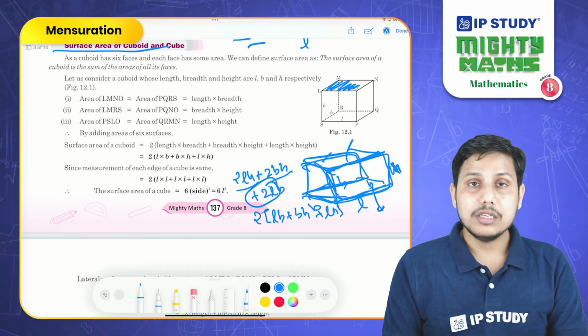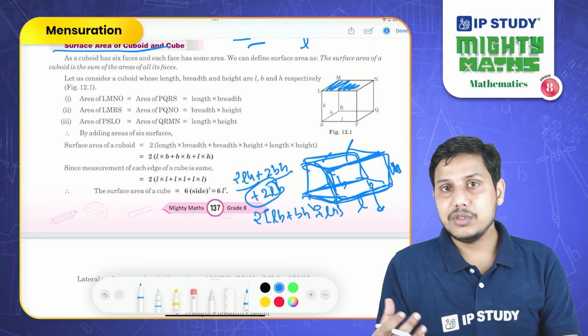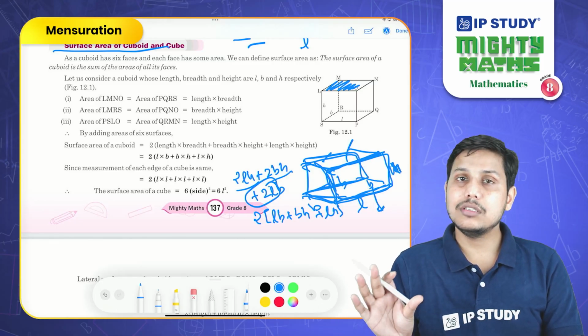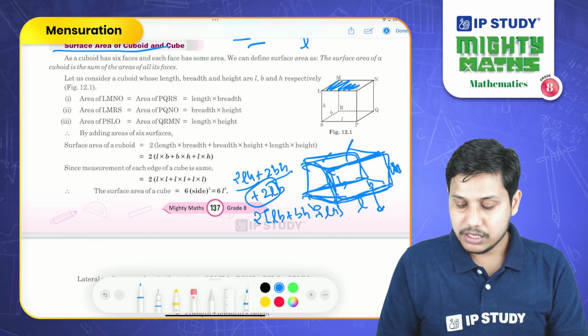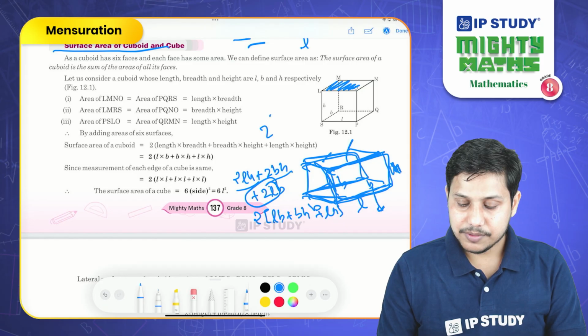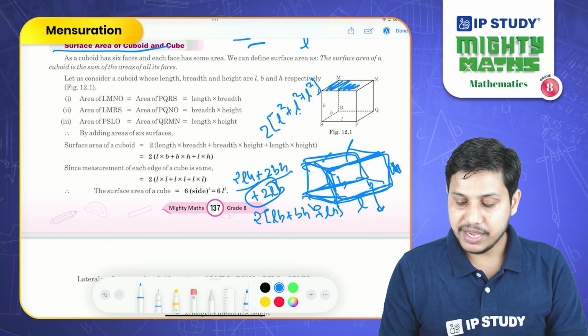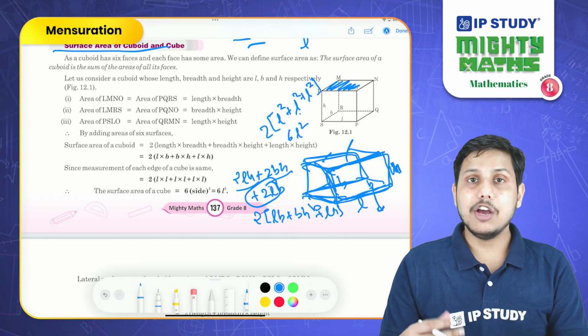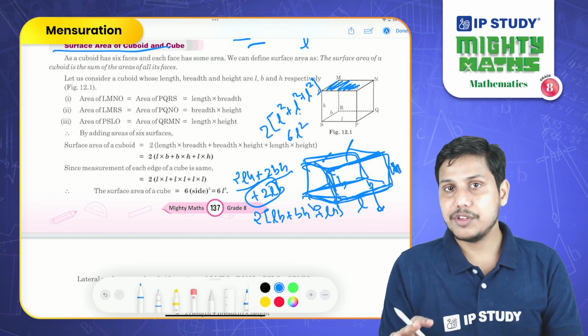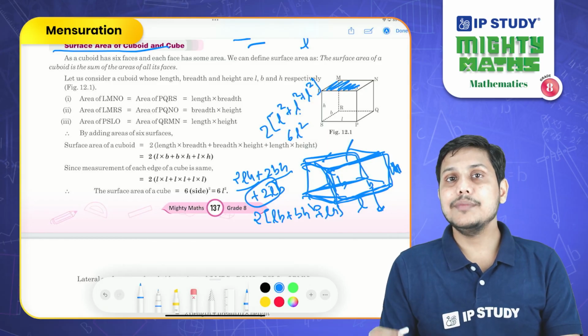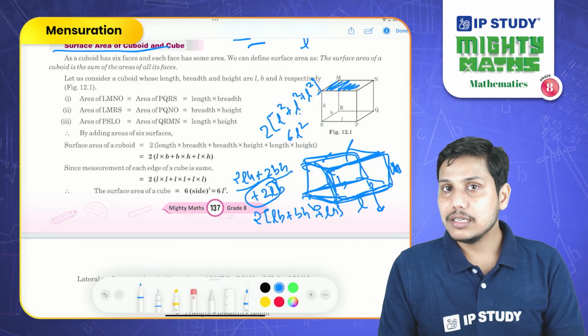Yes, now surface area of cube, as we know that all the 3 dimensions are equal in cube, so this will be 2 times L square plus L square plus L square. This will be 3 L square, which will make it 6 L square. So surface area of a cube is given by 6 times square of the length of the side.